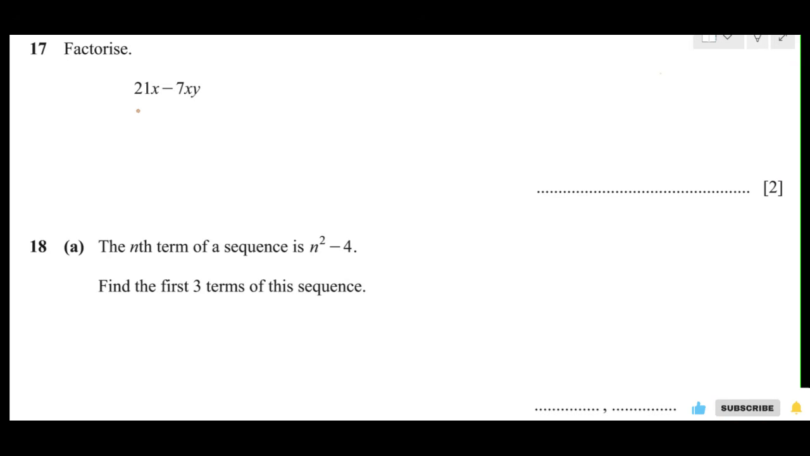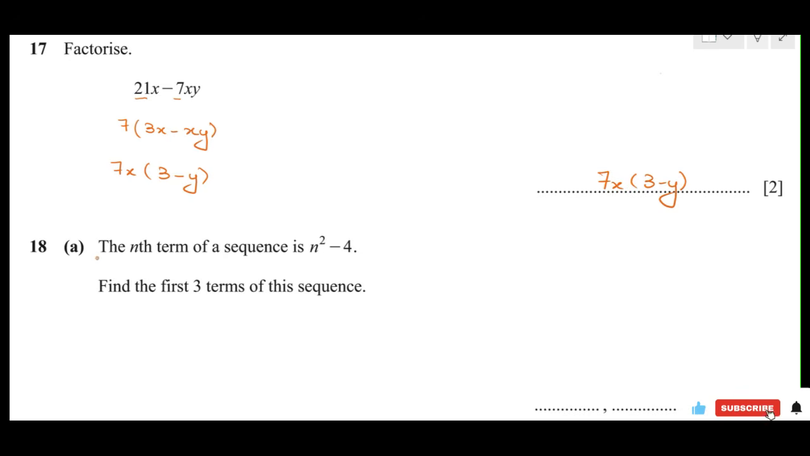Question number 17, factorize 21x and 7xy. 7 is common. 7 times 3 is 21, and 7 times 1 is 7, with x and y. Now x and 1x, y, x is common in both. So 3x is already common, minus y. This is the complete factorized form: 7x outside, and 3 minus y.